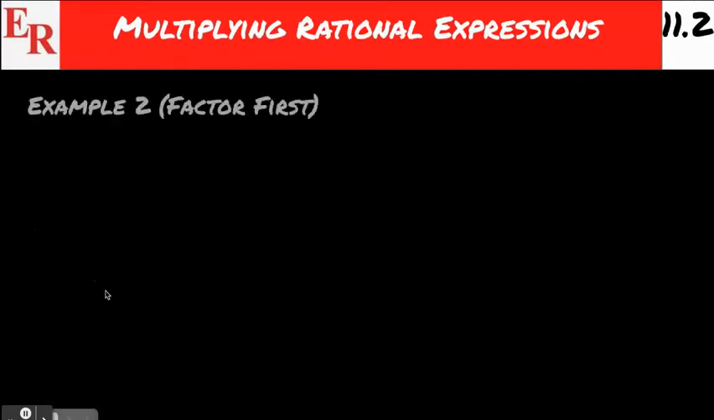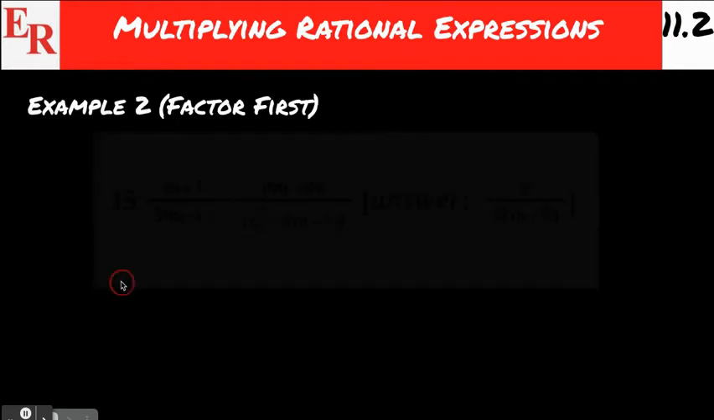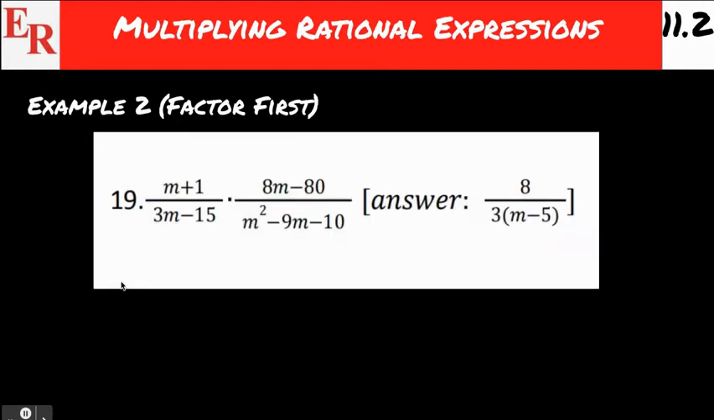So in the second example, we won't deal with monomials. We're going to deal with when you have to factor first. So here's number 19, the last one on the worksheet. And what we need to do is ask ourselves 2 questions when we factor. We ask ourselves, can I take anything out or divide anything out? And is it a quadratic?